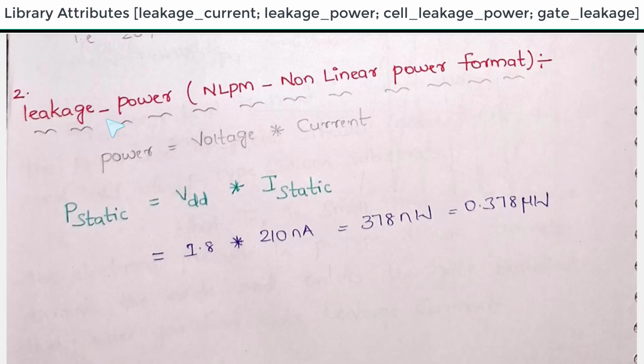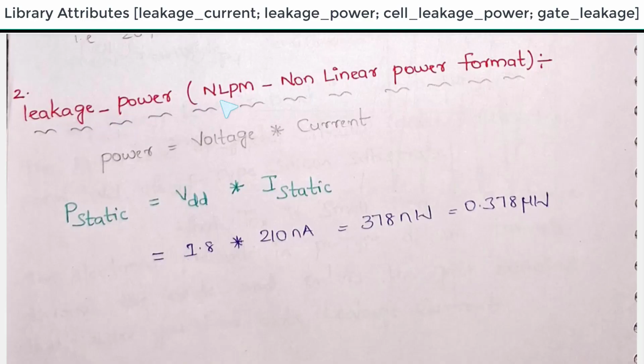Now let us see what is leakage power. Till now we have seen leakage current, which comes under composite current source format. For leakage power, we know that power is equal to V into I. Simply multiply this static current with the supply voltage VDD to get power. Taking an example of VDD as 1.8 and static current as 210 nanoamperes, if you multiply these, we get power as 378 nanowatts, or you can write it as 0.378 microwatt. These units we need to specify within the .lib. Depending upon the .lib format, we get power as well as current, voltage, resistance, capacitance and all.